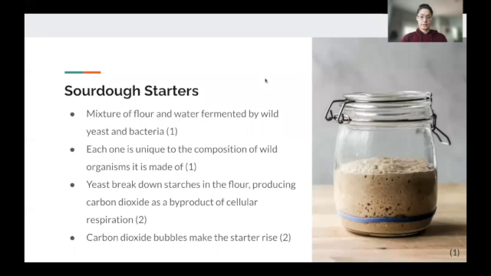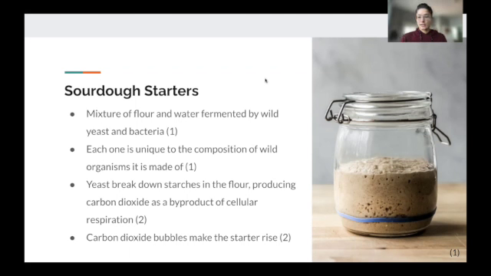So what are sourdough starters? Sourdough starters are basically just a mixture of flour and water. And what makes them special is they're going to be fermented by any wild yeast and bacteria that just find their way in there. So each one's going to be unique to its environment, based on what organisms from that area find themselves in the starter.